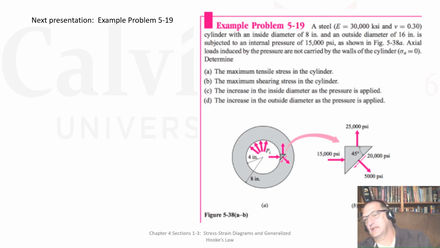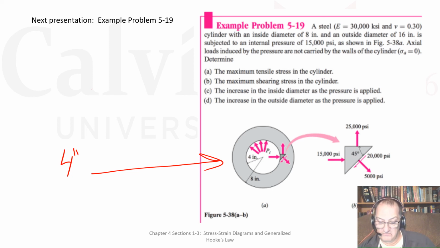So you can see the problem we're going to look at. That's a thick wall. That's a 4-inch thick cylinder. That's kind of amazing. But there you go. That's what's next. Don't worry, there's more coming.